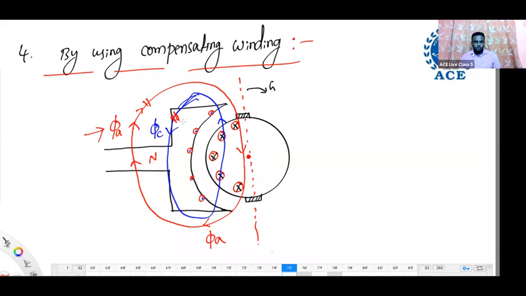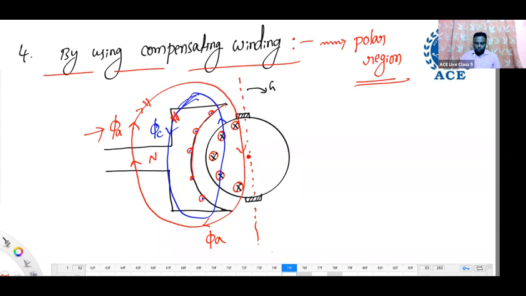Armature flux is clockwise. At the same time, we produce a flux due to this compensating winding in the opposite direction with equal magnitude, so that these two are compensated. But what is important here is, in which region will this compensating winding neutralize the effect of armature reaction? We have two regions here. One is called the polar region, another is the interpolar region. So this compensating winding will neutralize the effect of armature reaction in the polar region, but not the interpolar region, only the polar region. Why?